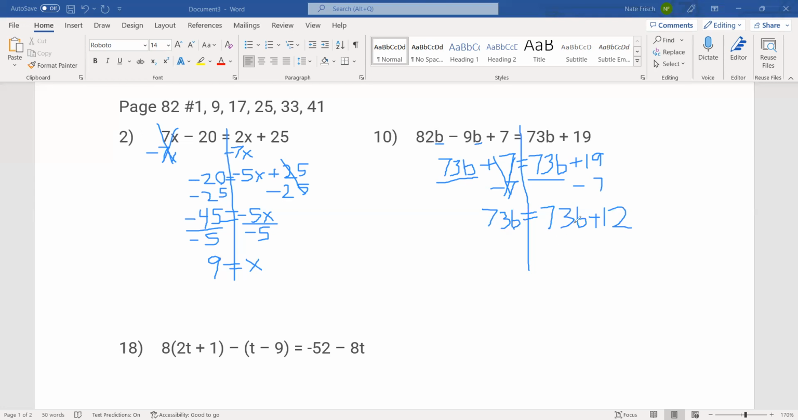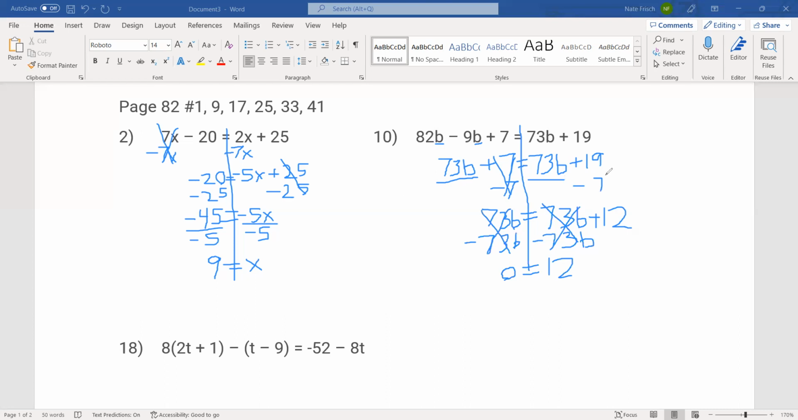If I did want to clear it out on each side, so I only want b on one side or the other, like I said, I'm going to take away the 73b on this side so that I don't have any more b's over here. Do the same thing over here. So those are gone. There's nothing left on the left-hand side, so I just have 0. 0 equals 12. I'm pretty sure that's not true. So this would actually be what we would call a no solution. It means it isn't actually possible that you could find anything for b that would make this a true statement.